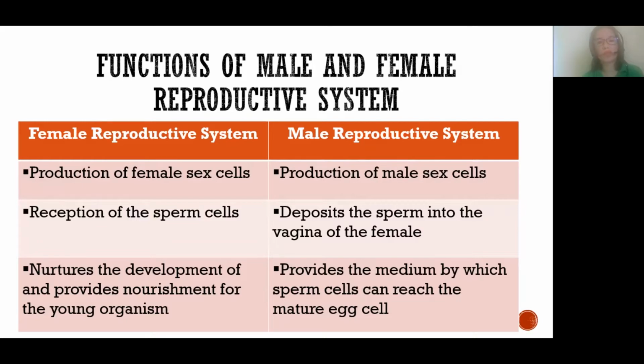So after the fertilization, and if there is a successful implantation, the responsibility of the female is to carry and nourish the young in her womb. On the male, of course, the same with female, production of the male sex cell. He deposits the sperm into the vagina of the female during intercourse or during copulation, and provides the medium by which the sperm cell can reach the mature egg. So before the sperm is deposited into the vagina, the male reproductive system sees to it that it is nourished and it can successfully swim in the environment of the female.